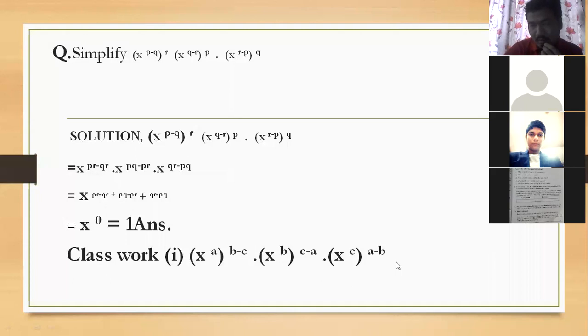Answer is 1. Sir, 1. Very good. Answer is 1. You multiplied A and B minus C, B multiplied with C minus A, C multiplied with A minus B. Very good.